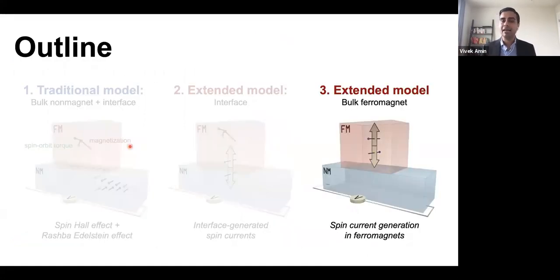Okay, so in this final section, I'm going to talk about a third alternative in which you can have spin currents which are generated in the ferromagnetic layer, which then can flow into the interface between the two materials and exert a spin torque.